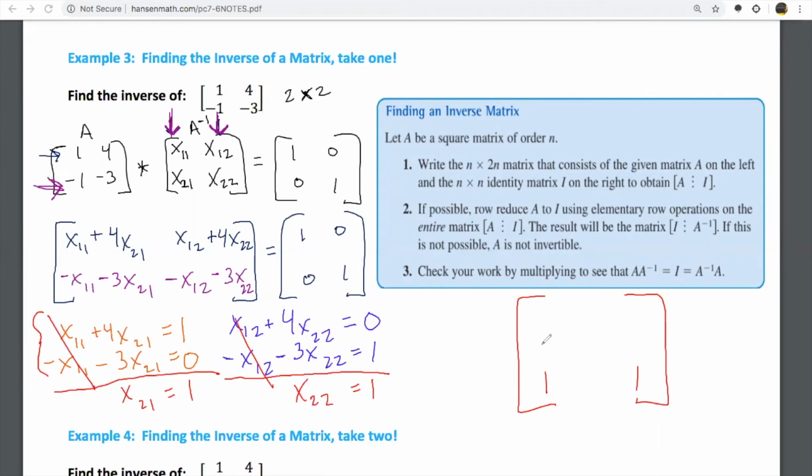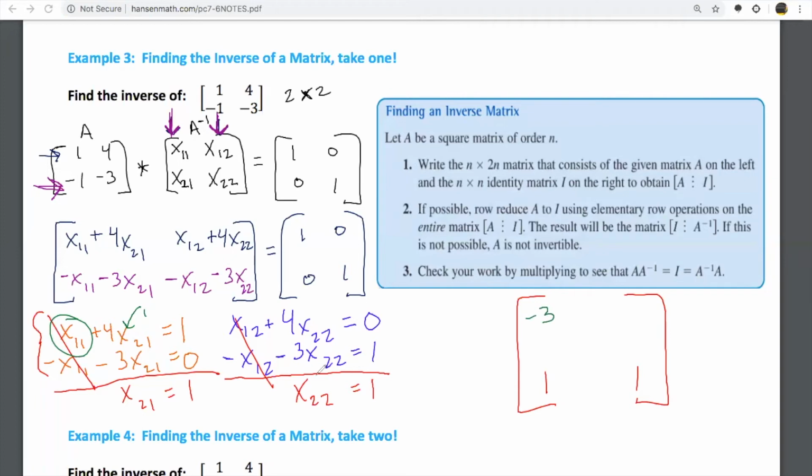Now how can we find this element of row 1 column 1 and this element of row 1 column 2? Well, substitution is the answer, because we know the value of these equations. So since we know x21 is worth 1, I can plug that in right here. 4 times 1 is 4. Subtract that from both sides. 1 minus 4 is negative 3. So now I know x11 is negative 3.